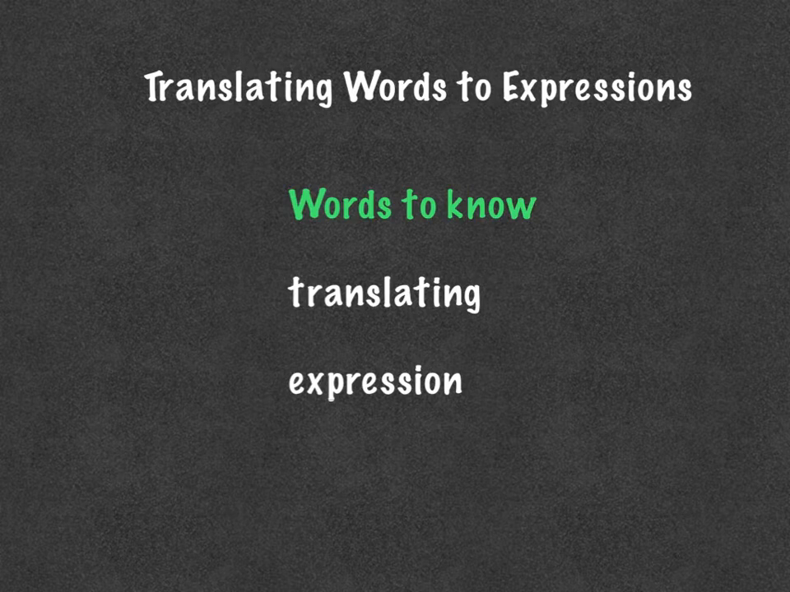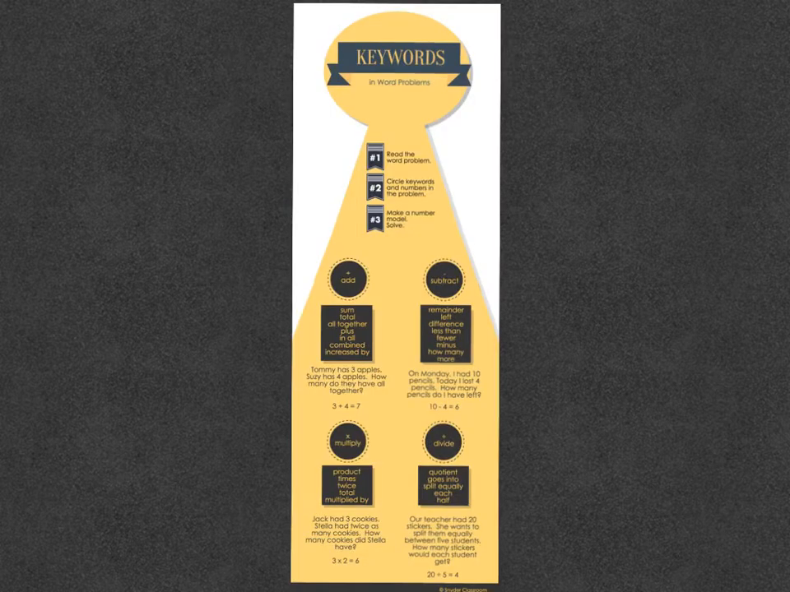So that's translating, and then an expression. An equation would have an equal sign, but an expression is a problem that doesn't have an equal sign. So these are not going to have equal signs, so we're not going to have to solve them. We're just changing them from words into expressions.